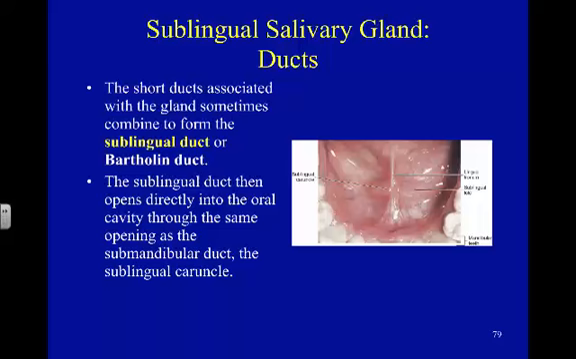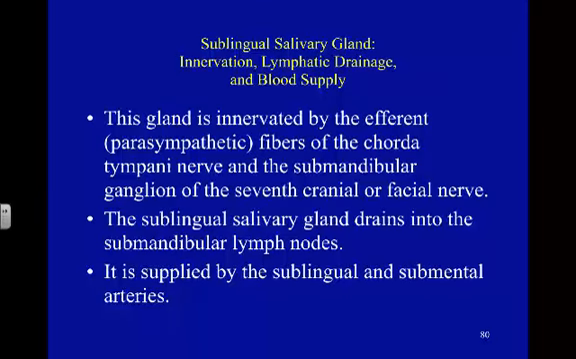Now, the primary duct is Bartholin's duct. They also have Rivinus ducts, but for me, the primary duct here is Bartholin's, and it's found really in the same area. It really uses the same opening as the submandibular. Okay? It's also parasympathetic, and it's affected by the facial nerve. Okay?